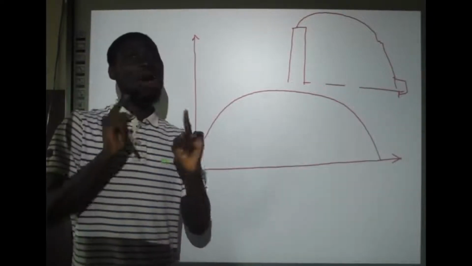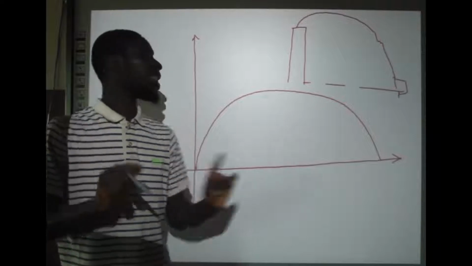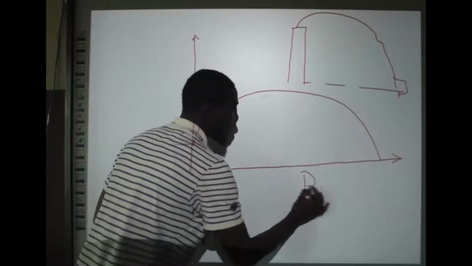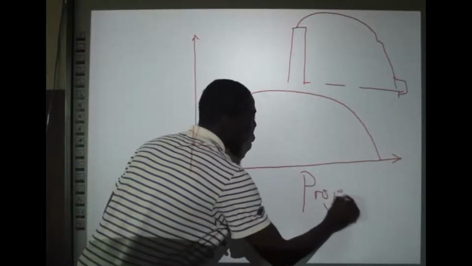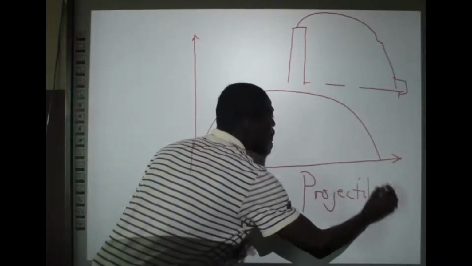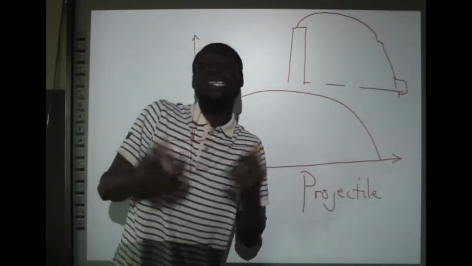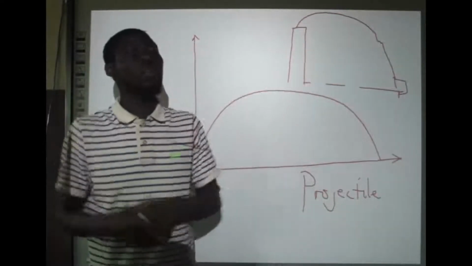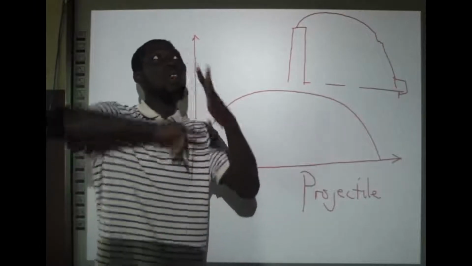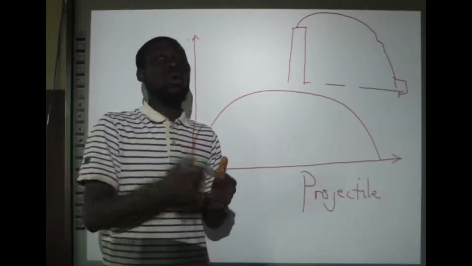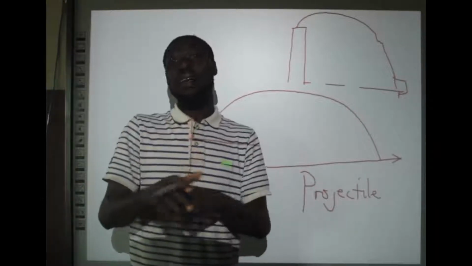And I told you that the object that undergoes that form of motion is called a projectile. So an object that undergoes projectile motion is called a projectile. The way I define it for you is an object which, when it is launched into space, is allowed to move freely by itself under the influence of acceleration due to gravity and air resistance.